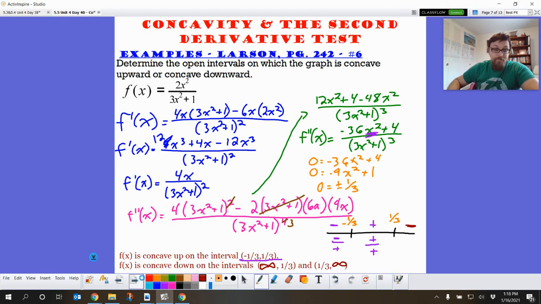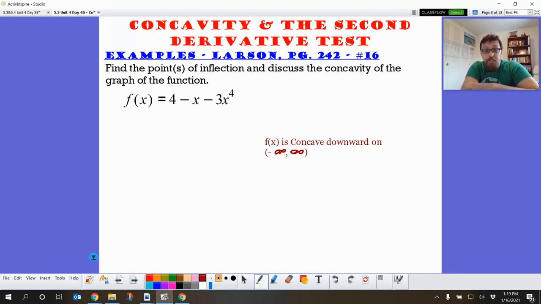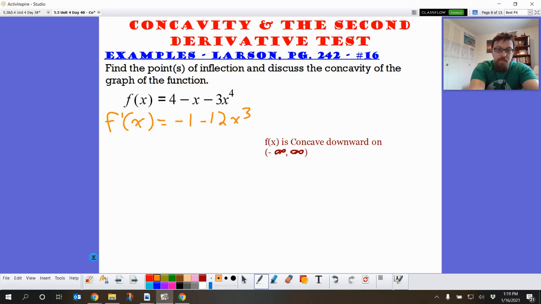Huzzah! All right, once again, points of inflection, discuss the concavity. So this one's saying that we are concave downward all the time when we check the answer. So let's figure out why this thing is always concave downward. That seems weird. So we need to find our second derivative. So we got f of x. So f prime of x is going to be negative 1 minus 12x cubed. But that's not going to tell me anything about concavity or points of inflection. So I need to find f double prime of x.